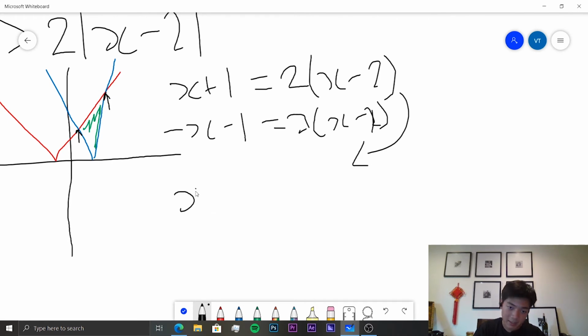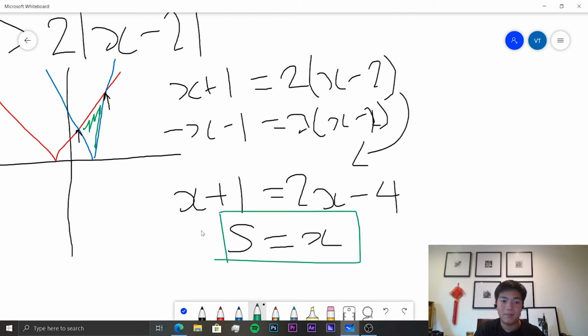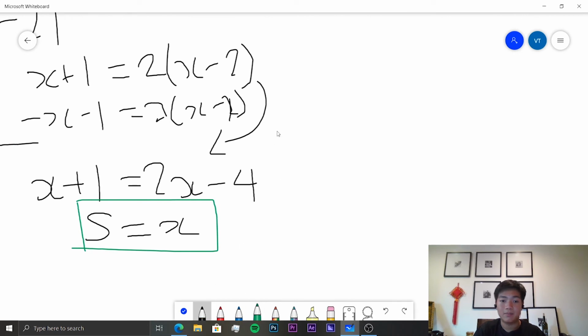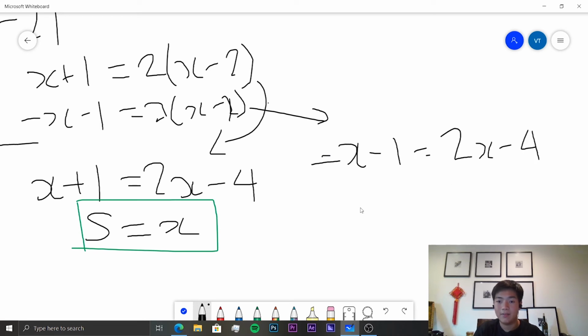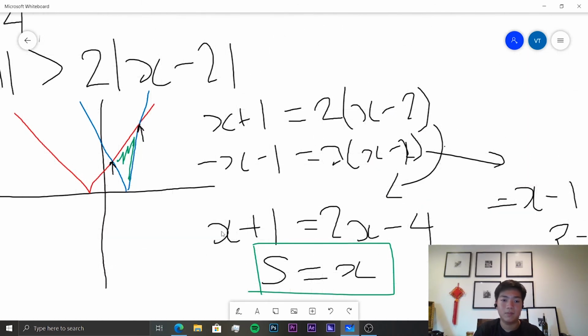So the first one would be x plus 1 is equal to 2x minus 4, and 5 is equal to x, so x equals 5. So that is the upper bound, I think. But let's just check. And negative x minus 1 is equal to 2x minus 4. So we have 3 is equal to 3x, and x is equal to 1. So, yep, this would be x is equal to 1, and so it would just be between x equals 1 and x equals 5.